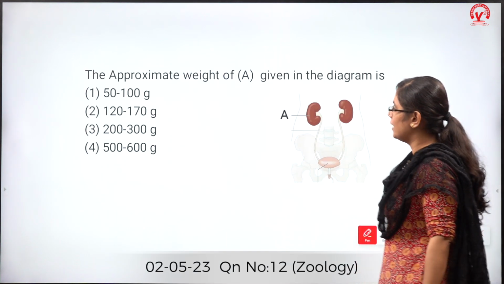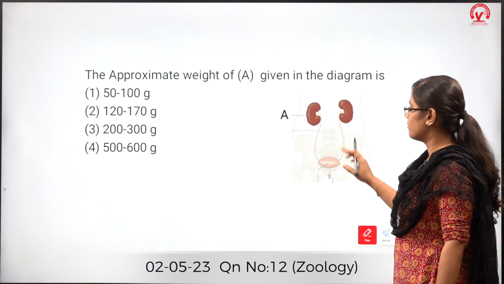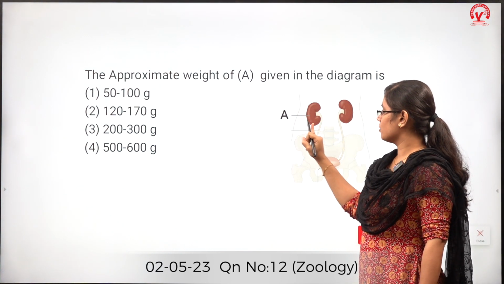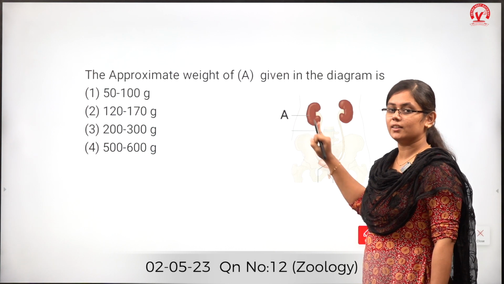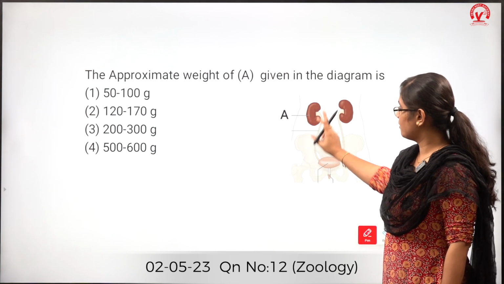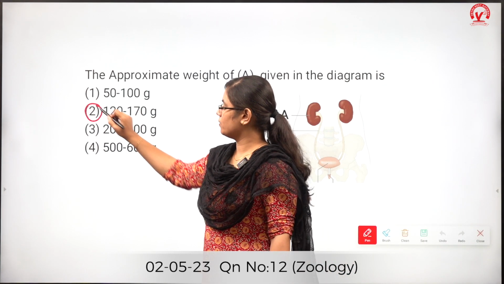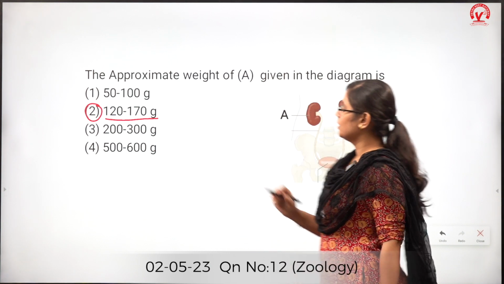The approximate weight of A given in the diagram is. So, we have to find out the weight of the organ A given in the diagram. So, A is nothing but kidney. So, they are asking the weight of the kidney. The correct answer will be option 2, 120 to 170 gram.